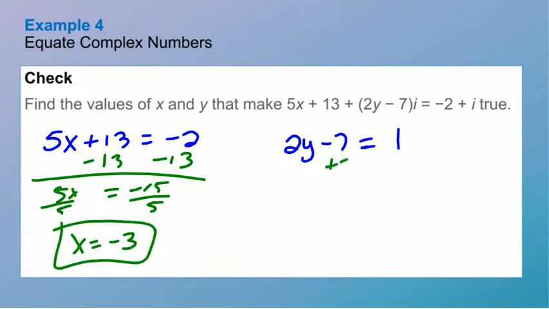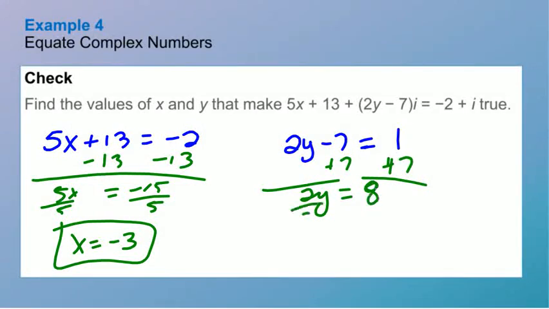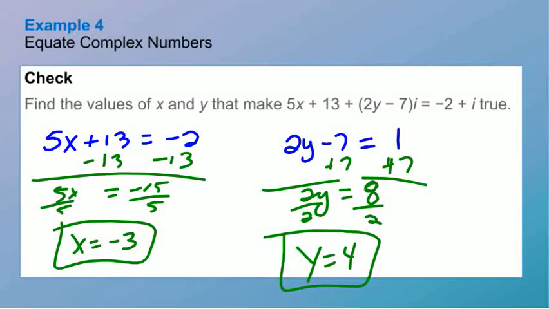Here we're going to add 7, and we get 2y equaling 8. Divide by 2, y would equal 4. So x is -3, y is 4.